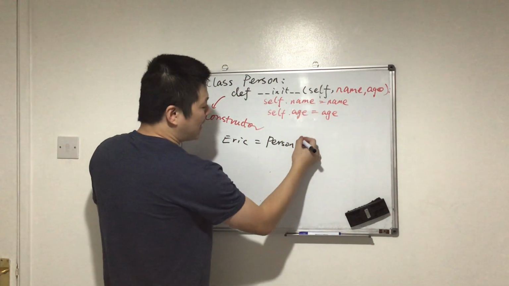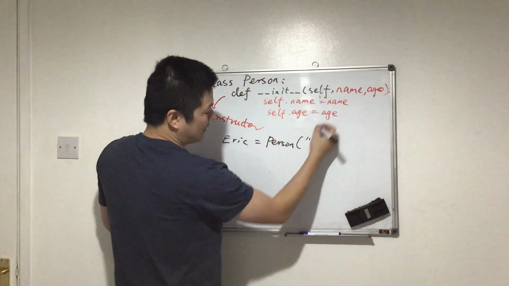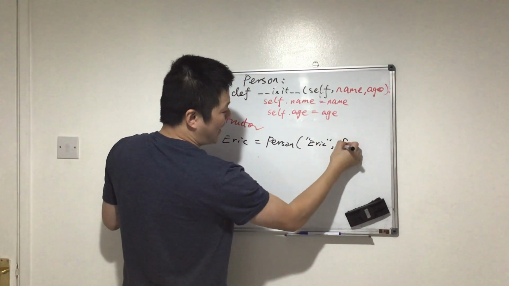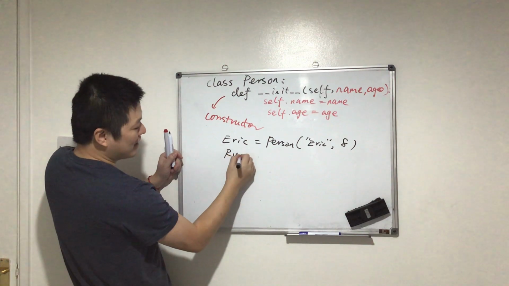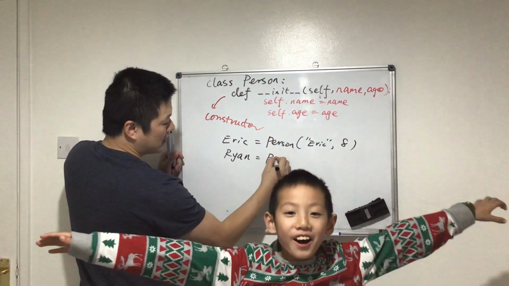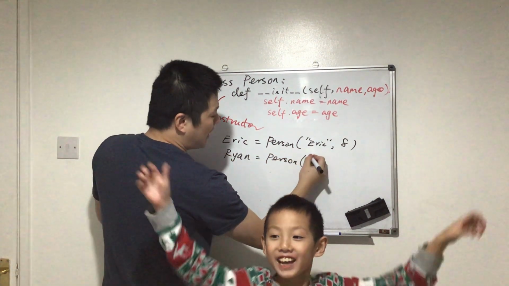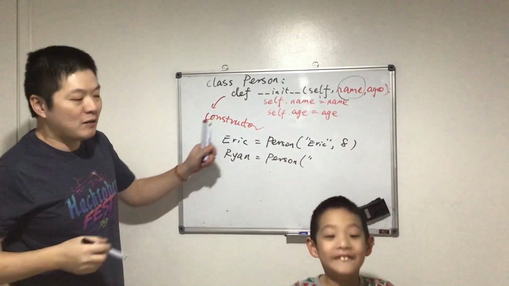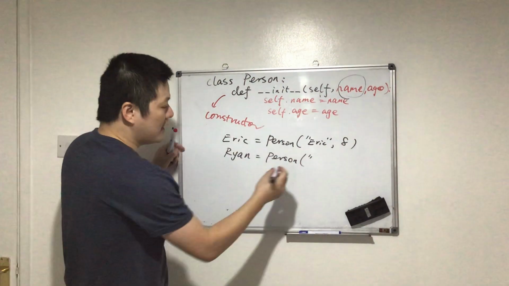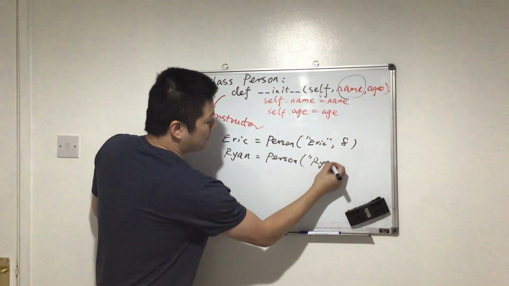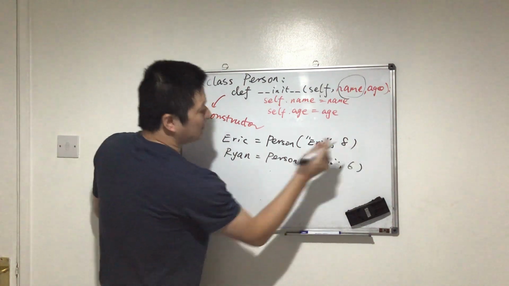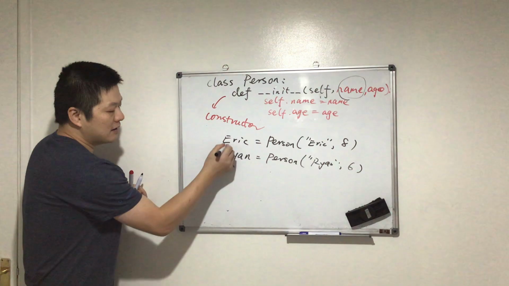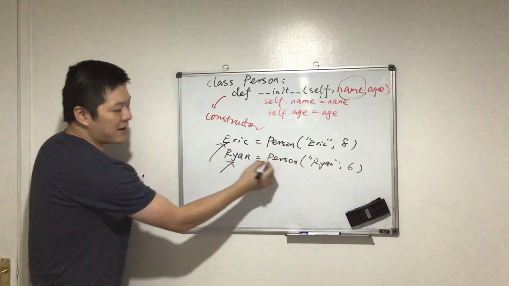Then we can have this name, which we can give as Eric, and age 8. How about me? I'm 8. And Ryan, I'm 6. And then the first parameter we pass into the class object is the name, Ryan, and 6. So now we're creating two objects. Look, this is object 1, two objects, and this is the class.